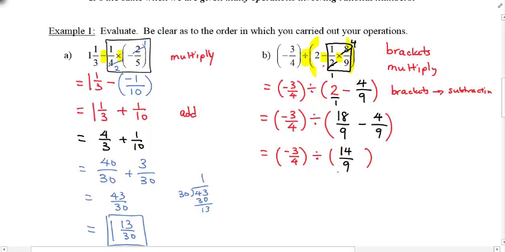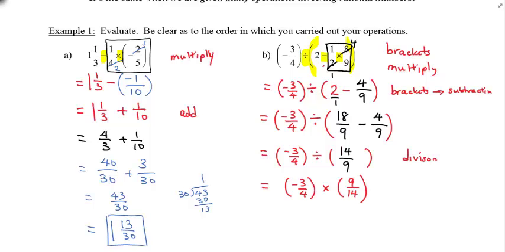Good. And now finally, what do we need to do? Well, I only see one operation now, so it's division. So when we divide, we can multiply by the reciprocal. So notice I did not rewrite the 14 over 9 as a mixed number. And that was on purpose because I knew I had to do the division. So let's go ahead and do this division now, which is the same thing as multiplying by the reciprocal.